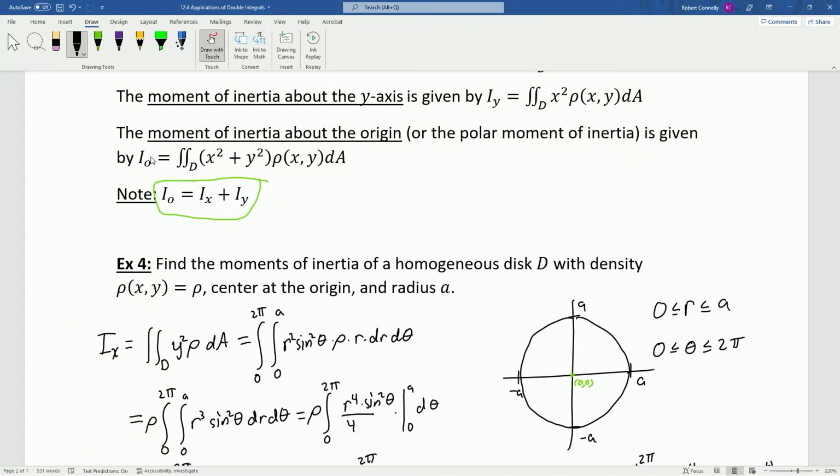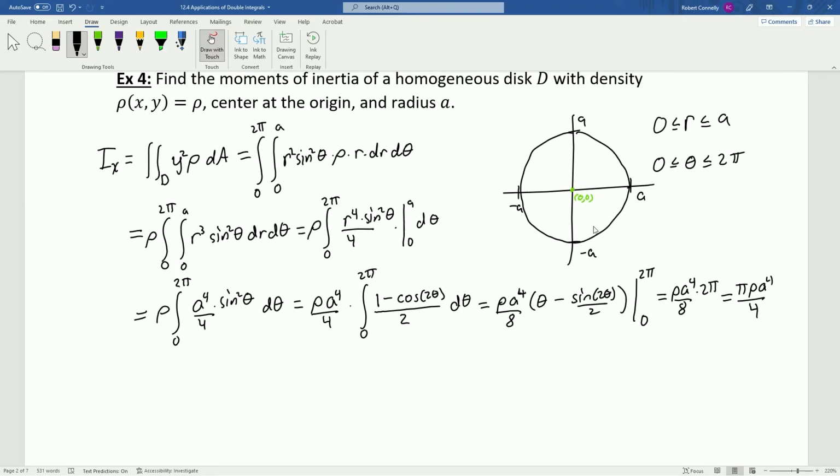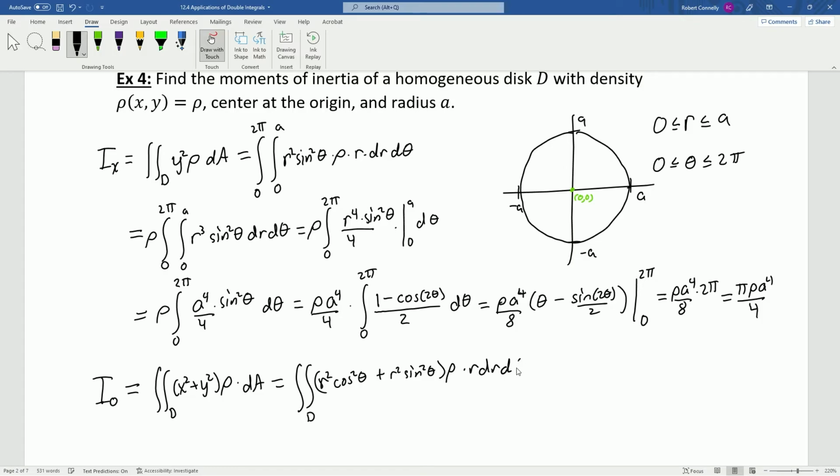Now, I'm going to go ahead and evaluate the moment of inertia about the origin next. And I'm going to do that because I see this x squared plus y squared, and I think in polar form, that might be a little bit easier. So, about the origin, we get the integral over D of x squared plus y squared times rho of xy, but in this case, rho is just a constant, so I'll just leave it like that, dA. So if we convert this, what do we get? We get r squared cosine squared of theta plus r squared sine squared of theta times rho times r dr d theta.